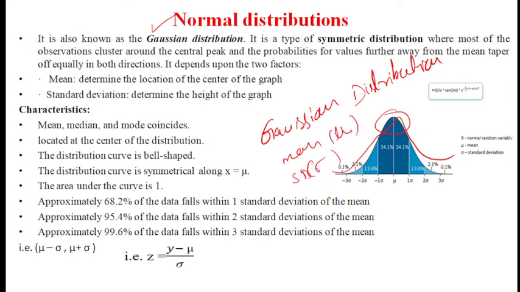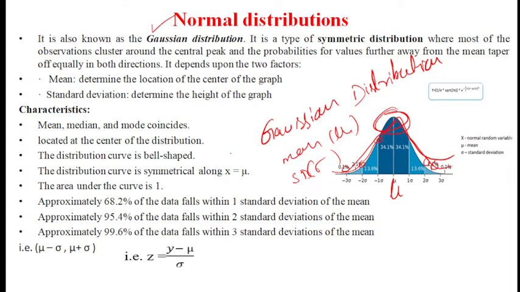Mean mu and standard deviation sigma. The mean determines the location of the center of the graph. If you observe this diagram, the mean indicates the center of the graph, whereas the standard deviation determines the height of the graph. Here, how far the graph goes is the height. This sigma indicates the height of the graph.